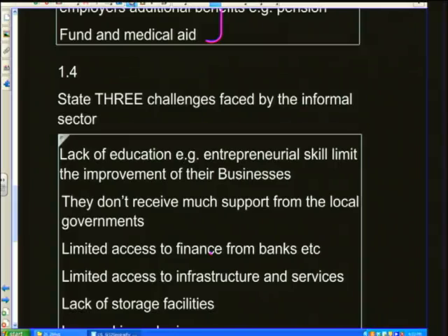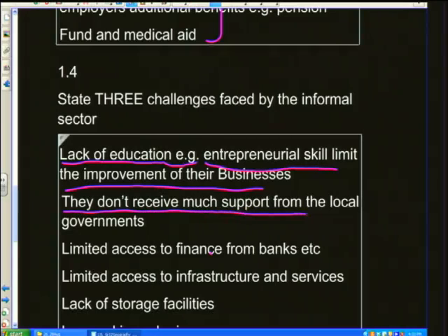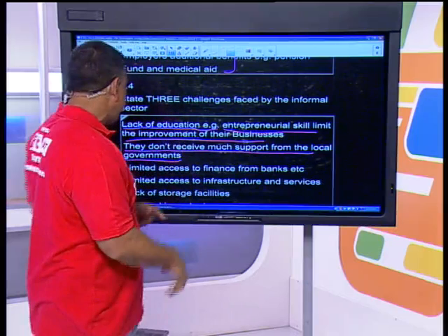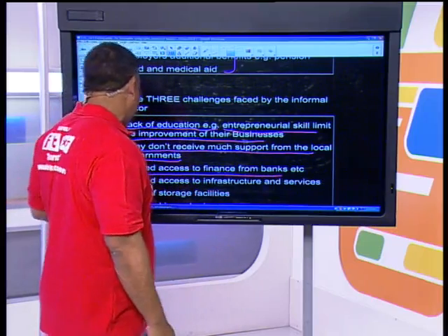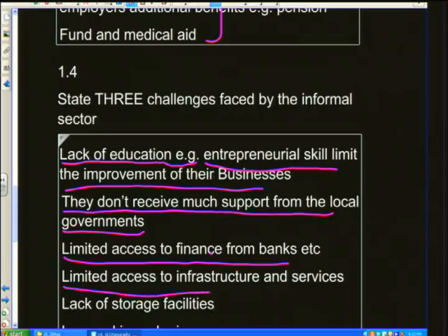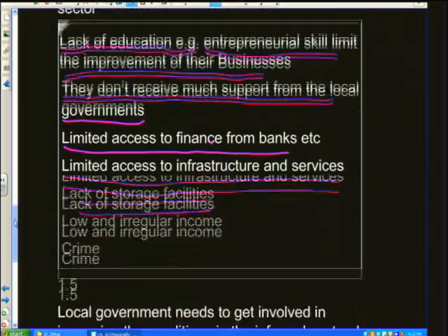Again, it's the lack of education, example, entrepreneur skills and improvement in their businesses. It limits their improvement in their businesses. They don't receive much support from the local government. Can you see what I'm doing? Straight from the answers again, or the content. They have limited access to finance from banks, limited access to infrastructure and services. These are challenges facing them. Lack of storage space.